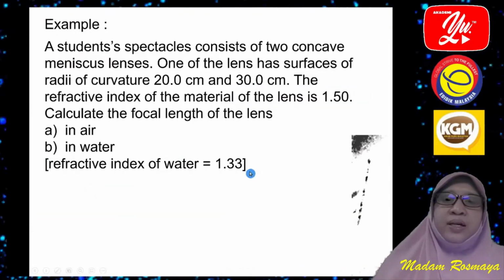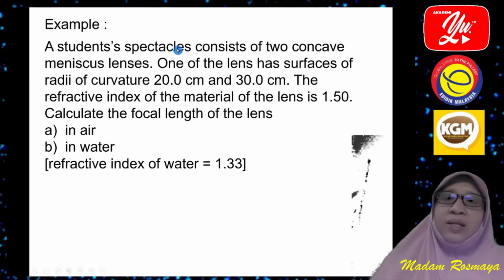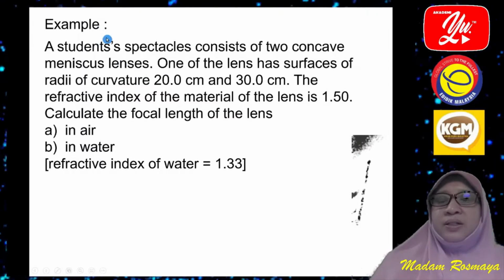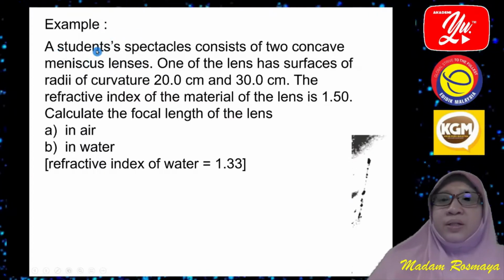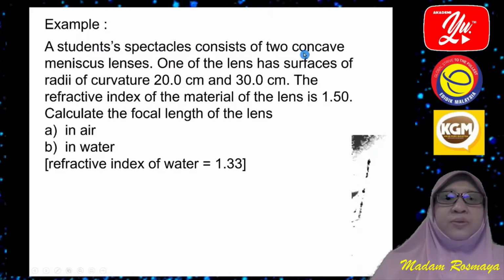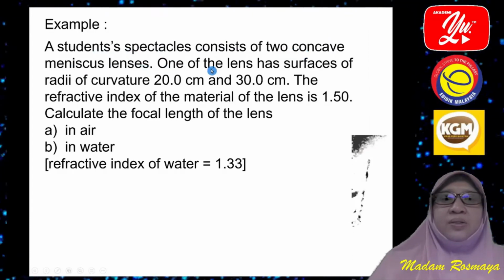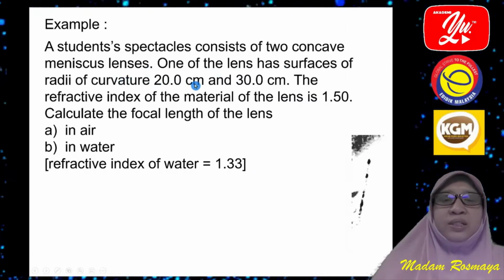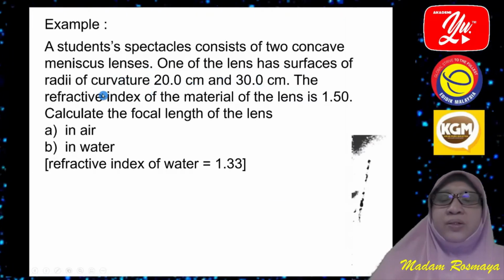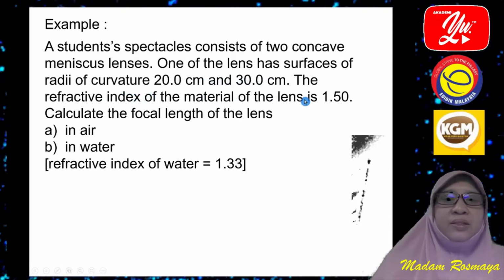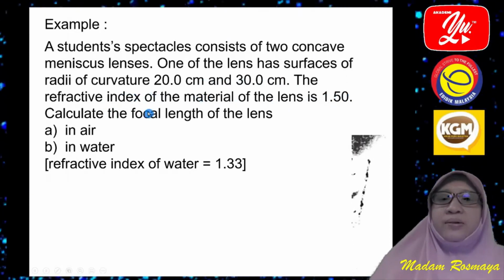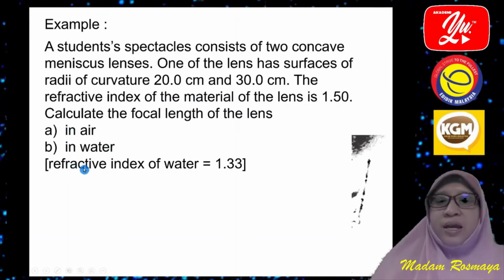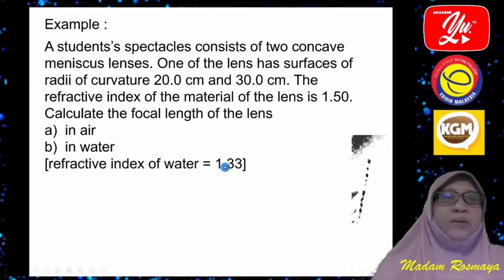So we will discuss this topic qualitatively using this example. Let's first read the example given. A student's spectacles consist of two concave meniscus lenses. One of the lenses has surfaces of radii of curvature 20.0 cm and 30 cm. The refractive index of the material of the lens is 1.50. Calculate the focal length of the lens in air, and then in water, given that the refractive index of water is 1.33.